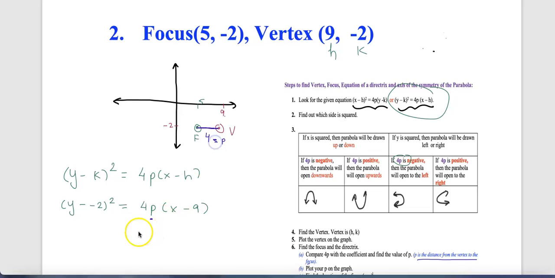So I will replace p by 4 over here. My final answer will be y plus 2 whole square is equal to 4 times 4, which is 16, x minus 9. So this is my equation of a parabola with the given focus 5 comma negative 2 and vertex 9 comma negative 2.